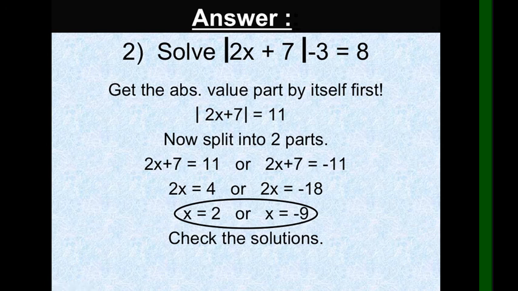Now, pwede mong i-check yan to determine if you get the correct answer using the original equation. If we change it into 2, that's 2 times 2, which is 4 plus 7. What is 4 plus 7? That's 11. 11 minus 3 is 8. Correct. If it's negative 9, 2 times negative 9 is negative 18 plus 7, which is negative 11. And the absolute value of negative 11 is positive 11. Minus 3 is equal to 8.